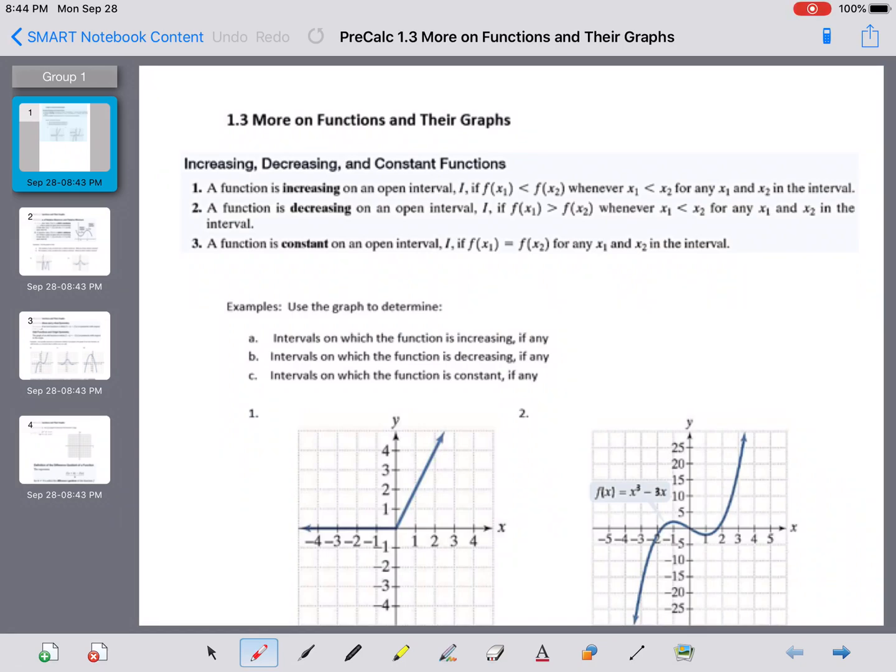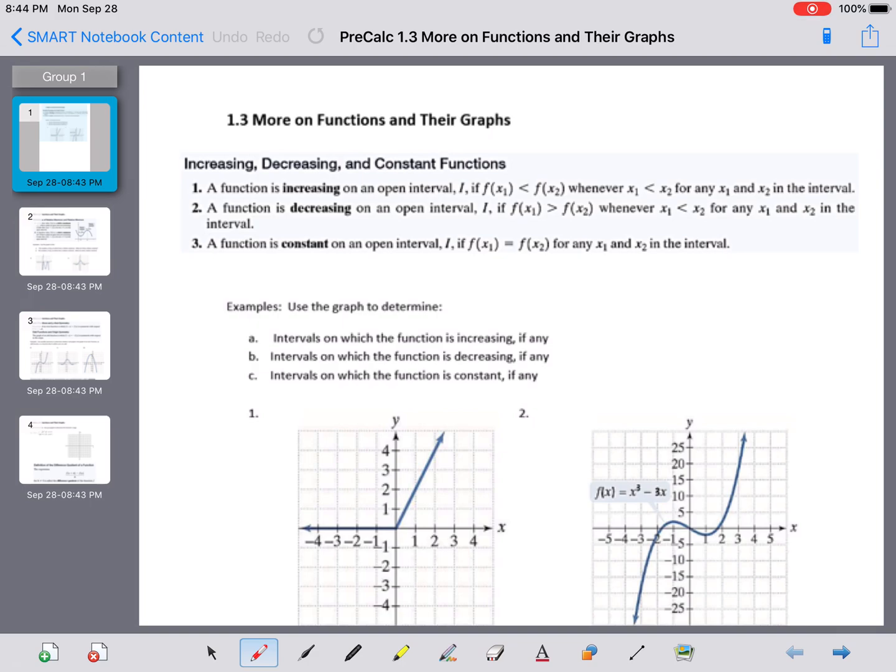1.3, more on functions and their graphs. So we're going to start here looking at graphs and finding where graphs increase, decrease, and have constant values. A function's increasing when your values for your y are going larger and larger.